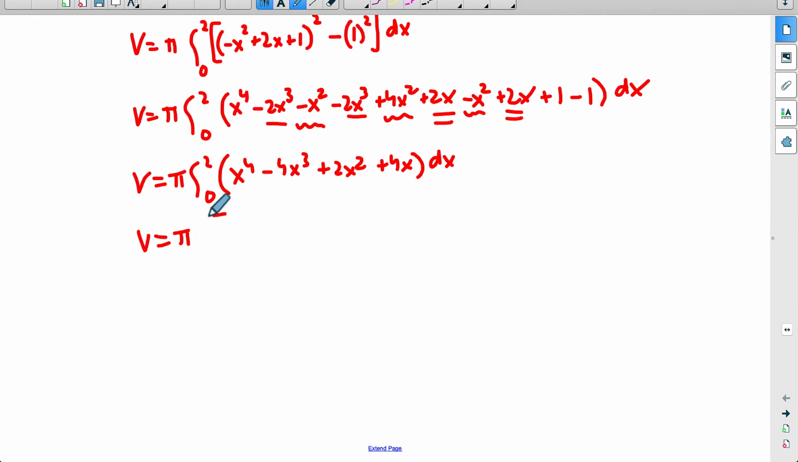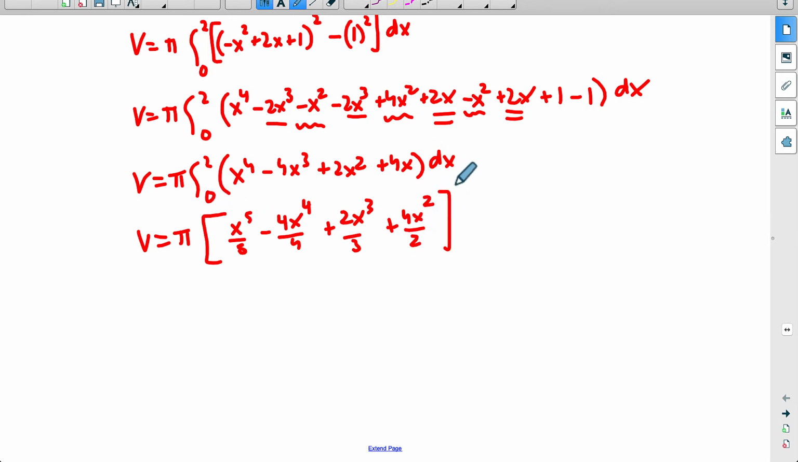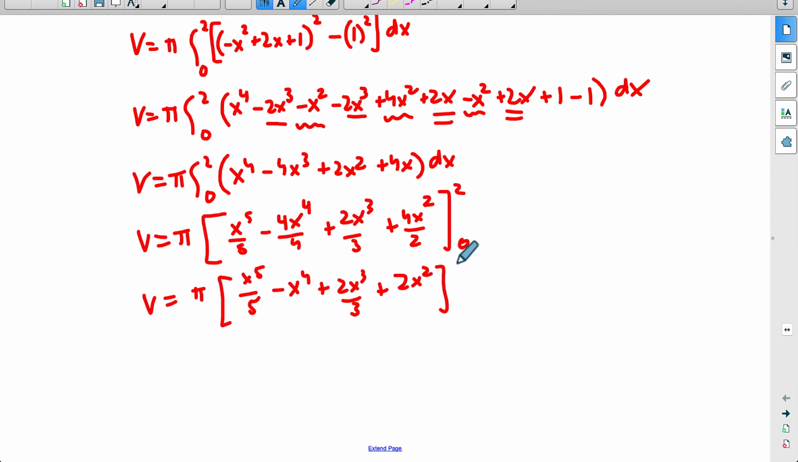So we've got pi, then x to the fifth and divide by the same number, minus 4x to the fourth and divide by the same number, plus 2x cubed and divide by the same number, plus 4x squared and divide by the same number. This is from 0 to 2. Okay, we can simplify a bit. X to the fifth over 5. The fourths cancel, so you just get minus x to the fourth. Nothing you can do here. And the 4 and the 2 simplify, you get 2x squared from 0 to 2.